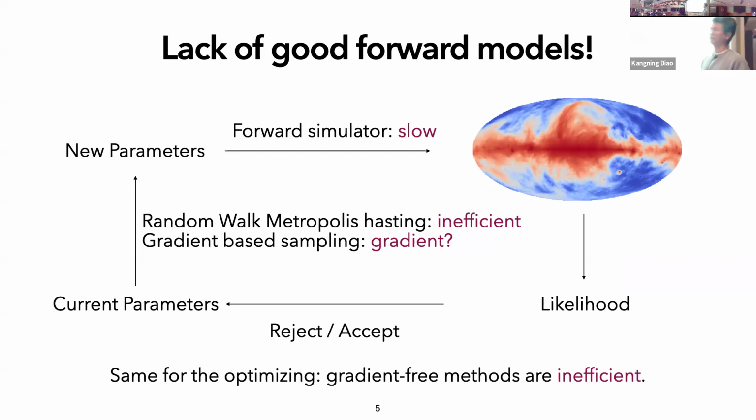For example, here I show a classical MCMC pipeline. First, we propose a new parameter as a proposed state, and we forward simulate a sky map based on these new parameters, and we calculate the likelihood, and we reject or accept the proposed parameter at the current state based on the likelihood. However, first of all, our current simulator is kind of slow, so we want to speed it up so we could do more inference loops at a given time, so we can have more effective samples to construct our posterior distribution.